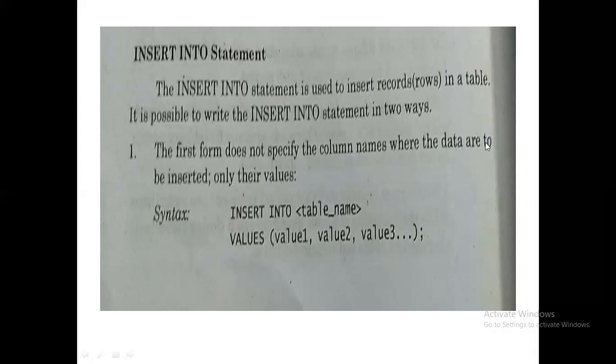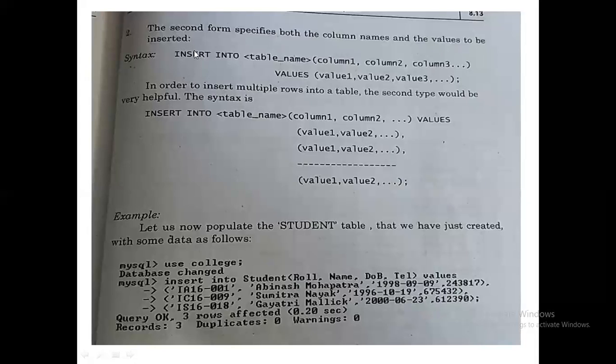Next step is to insert some values into the student table. The INSERT INTO statement is used to insert records in a table. It is possible to write the INSERT INTO statement in two ways. The first form does not specify the column names where the data are to be inserted, only their values. The syntax is: insert into table name values, value 1, comma, value 2, comma, value 3, inside the parenthesis, and semicolon. The second form specifies both the column names and the values to be inserted: insert into table name column 1, column 2, column 3 values value 1, value 2, value 3.